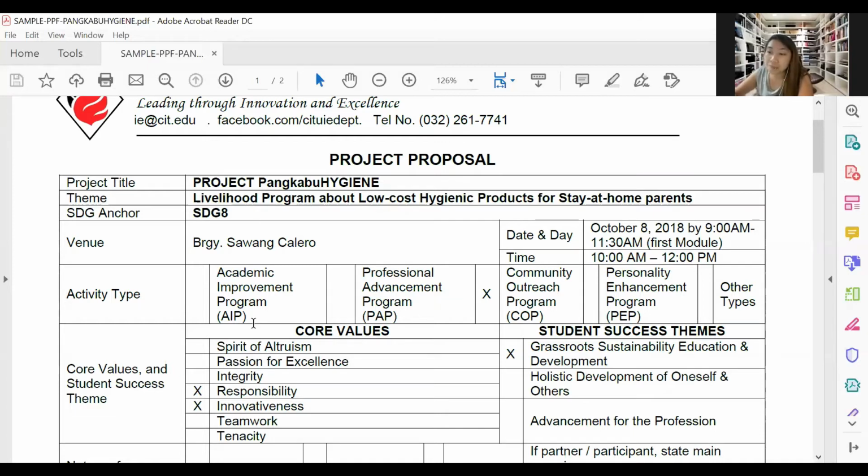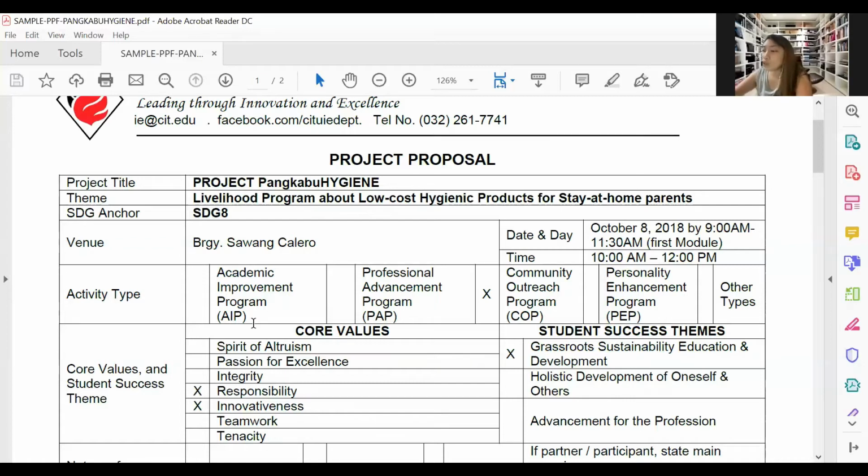For the PAP, or Professional Advancement Program, it could be an activity that aims to improve any major courses, or provide advanced training for those major courses. For example, in IE, we have Lean Six Sigma training. That is an example of a professional advancement program. For the community outreach program, this Pangkabuhay is an example because we reach out to a community and teach them lifelong skills.